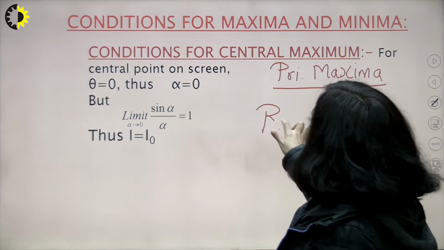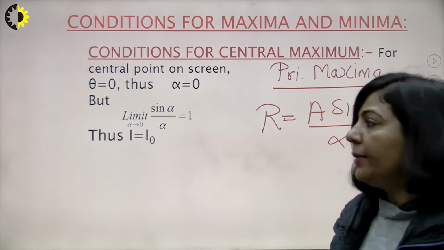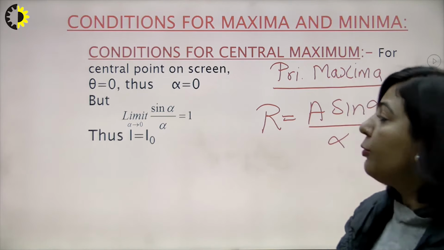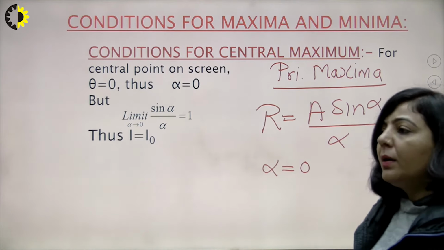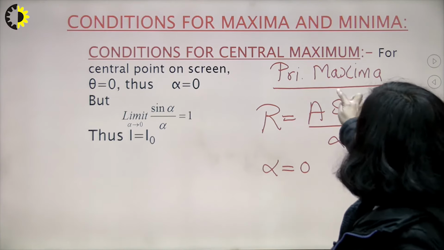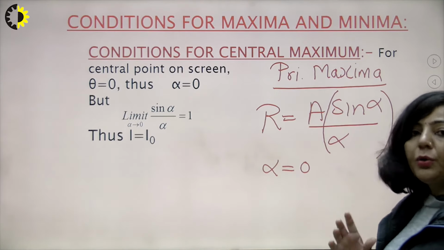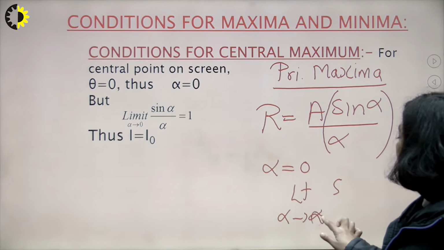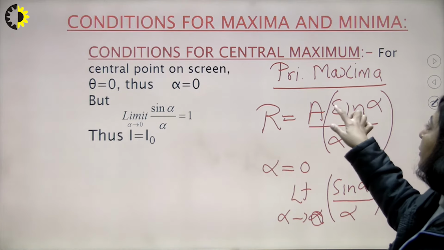You know the value of R is A sin alpha by alpha, right? If you see this carefully, this point P can be a point of principal maxima if R is maximum. And R will be maximum if alpha is minimum. If alpha is 0, only then you can get the maximum resultant at point P. From the theory of limits in mathematics, you know that when alpha tends to 0, the factor sin alpha by alpha gives you 1. So when alpha is 0, this particular factor gives you 1.